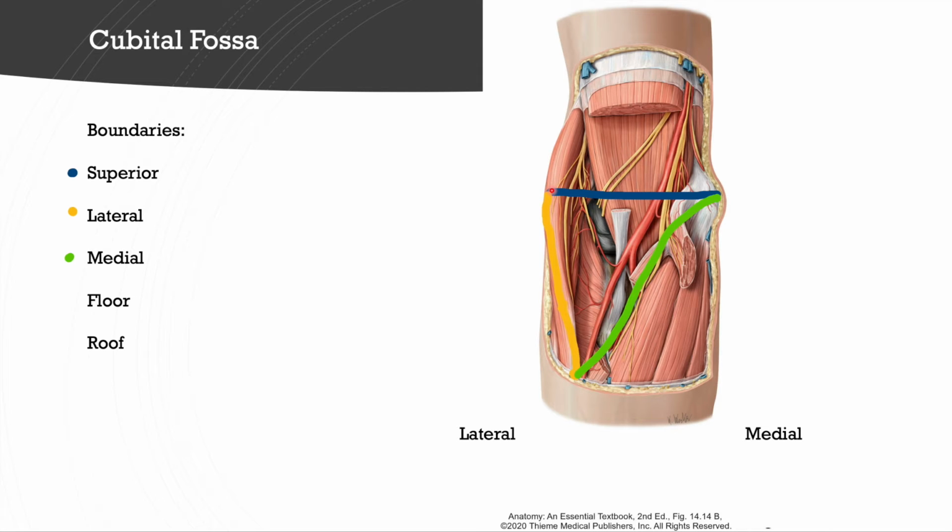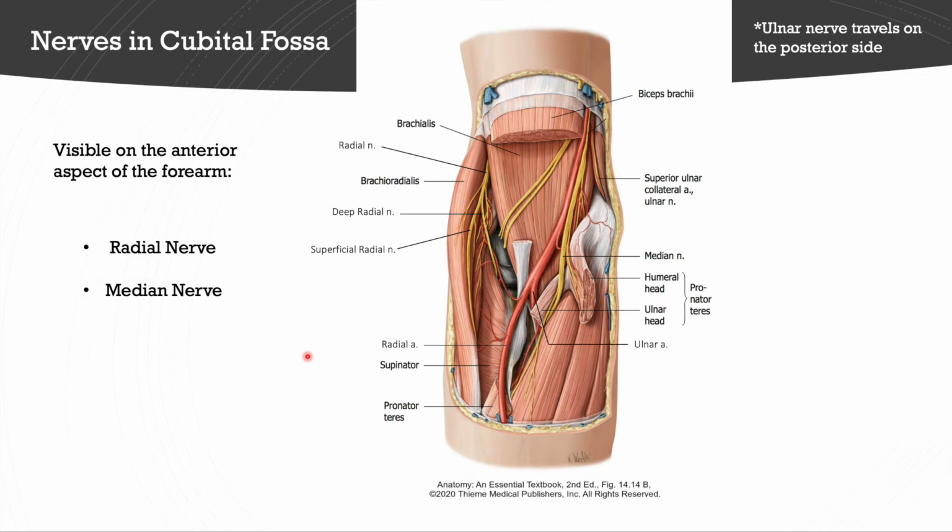The lateral border is formed by brachioradialis, here in yellow. The medial border is formed by pronator teres, which you can see in this image has been reflected, and the floor is formed by brachialis and supinator. Supinator over here and brachialis over here. Lastly, the roof is made up of skin and deep fascia. In this labeled image, we can better see the muscles that make up the boundaries of the cubital fossa.